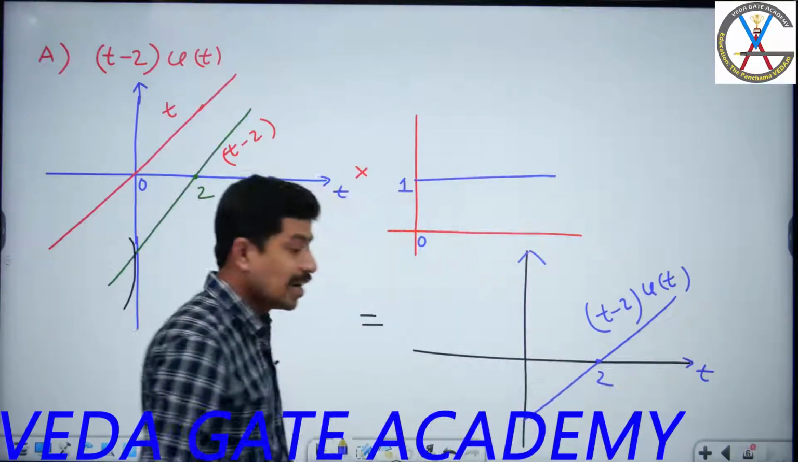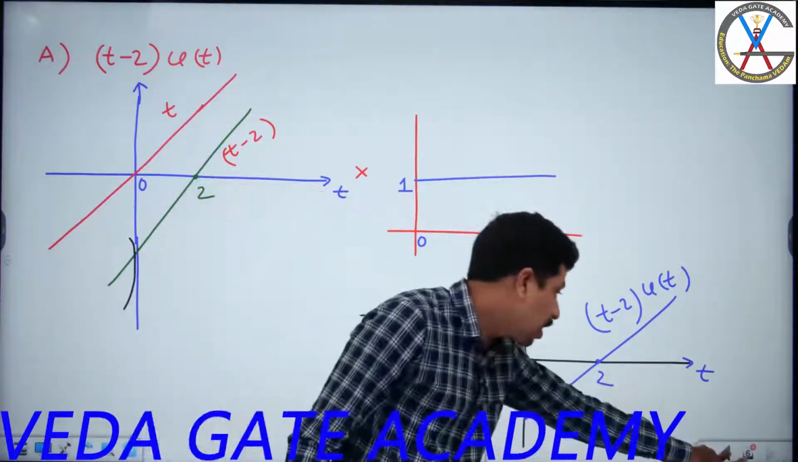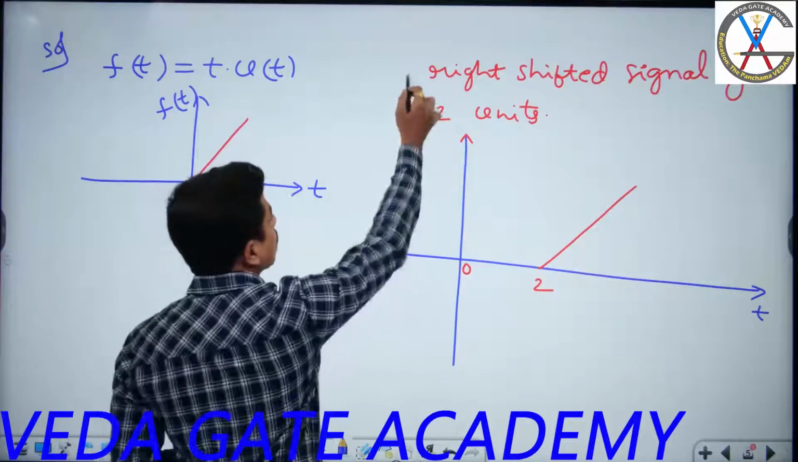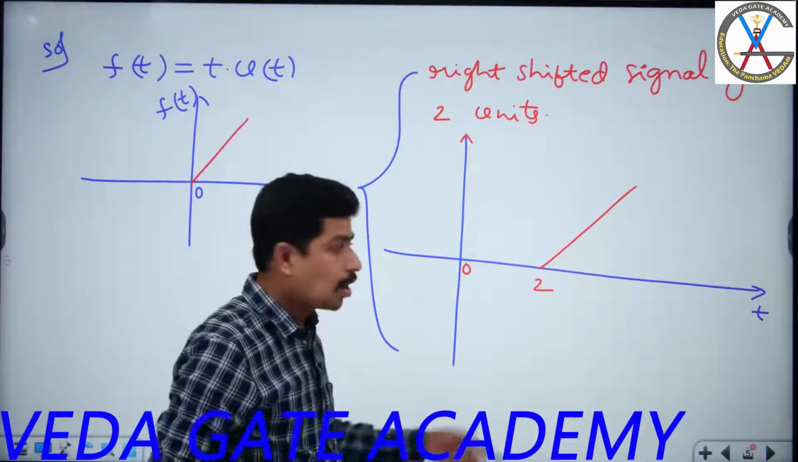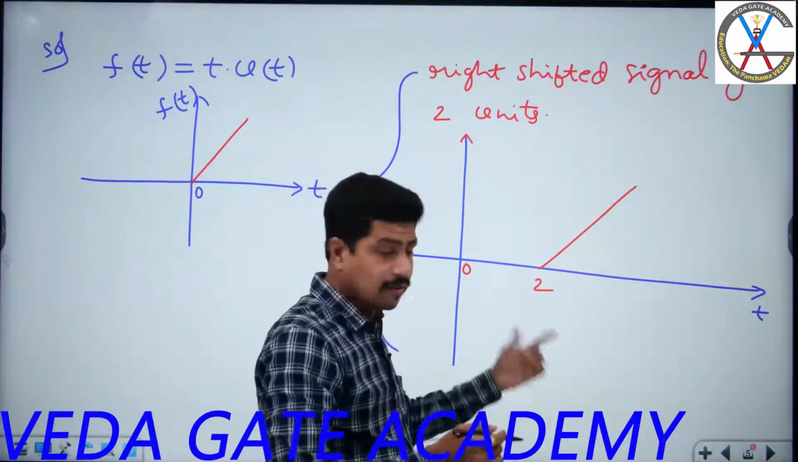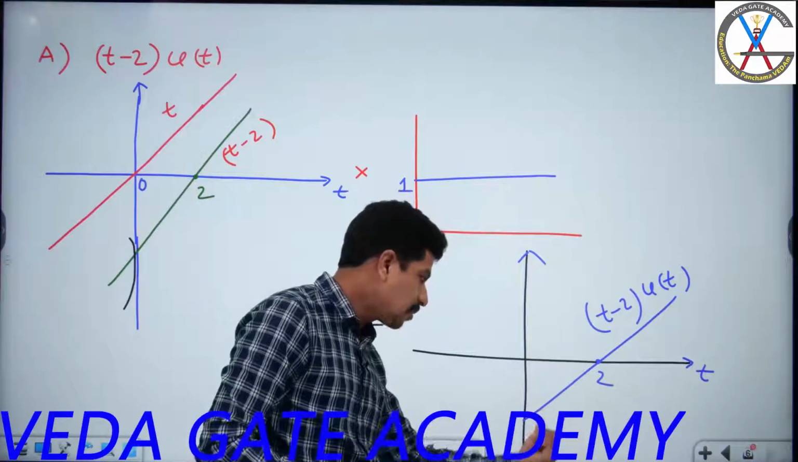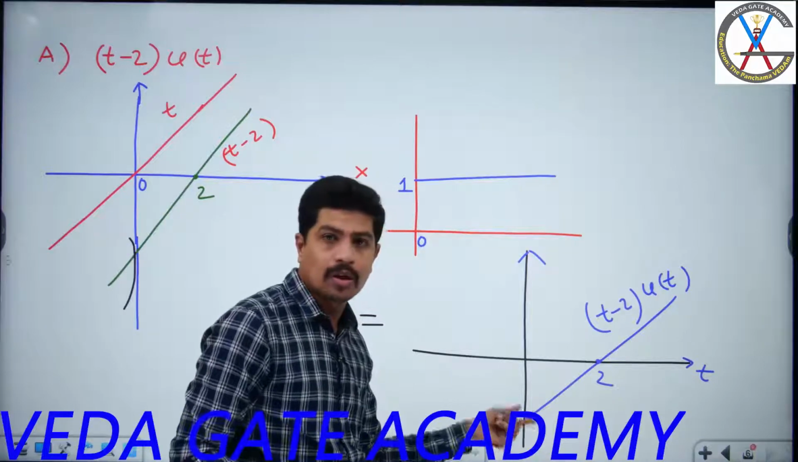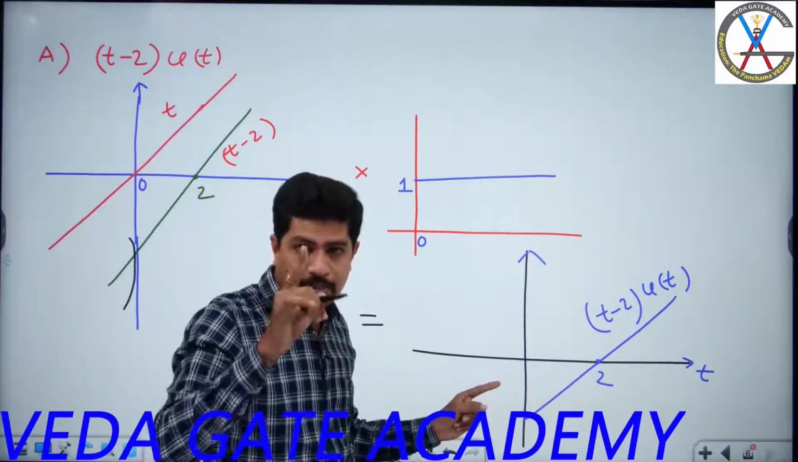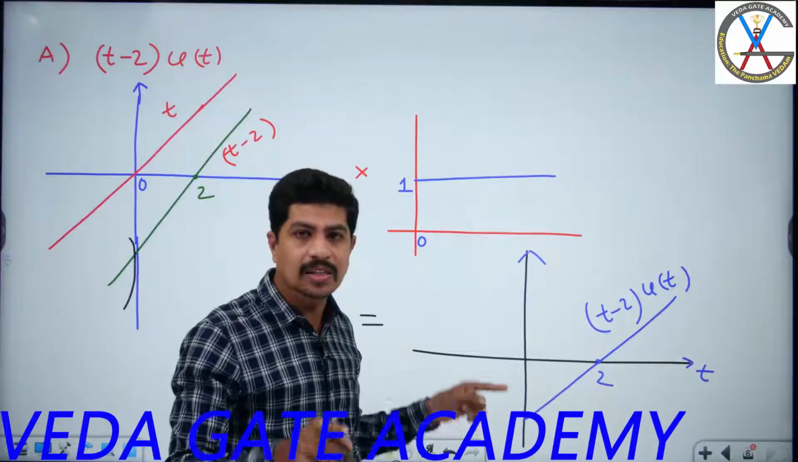Is this the same as the obtained one? No. Observe here. From 0 to 2, we have nothing here, but in the obtained one, from 0 to 2, we have some magnitude, and there is some negative magnitude also. So option A is wrong. Experimentally, we proved that option A is wrong.